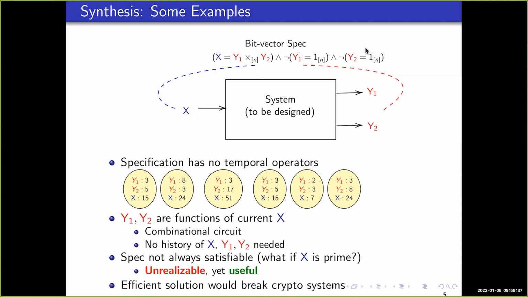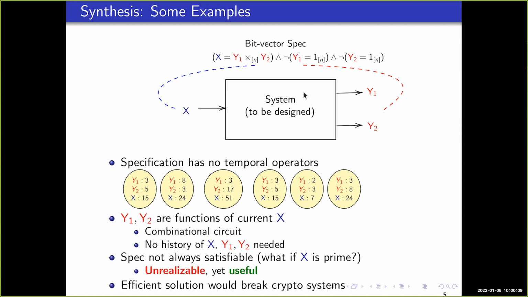the requirement. Okay? And of course, you see that if I could actually design such a system, which has no temporal operators in it, then I would essentially be doing non-trivial factorization of numbers. And if we had an efficient way of doing this, then this would break the existing crypto systems, which really rely on the hardness of factorization. Right? So we know that designing these kinds of systems is not going to be easy.